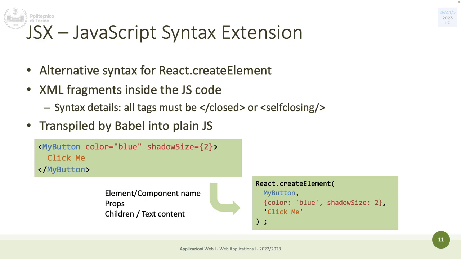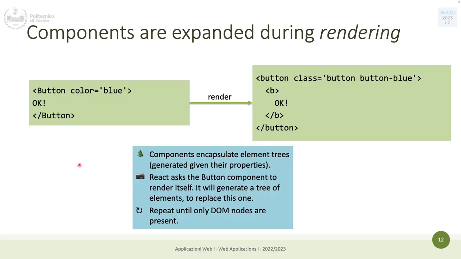And I told you that we are going to use JSX, which is a way to write the same things that you can write in JavaScript. But instead of specifying in createElement the type, the props, and the children, you define the type as a tag, the props as HTML-like properties, and the children are the things that are contained within the tag. And then during the rendering in the browser, components are expanded to the default HTML elements accordingly.